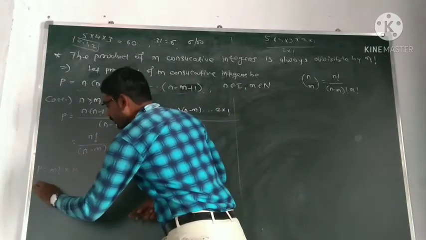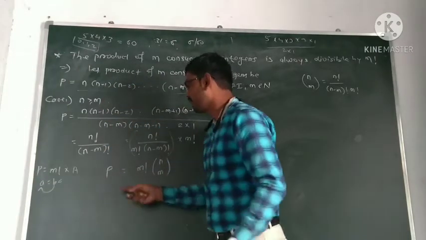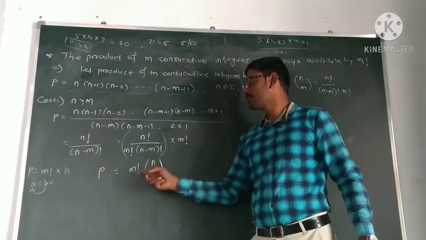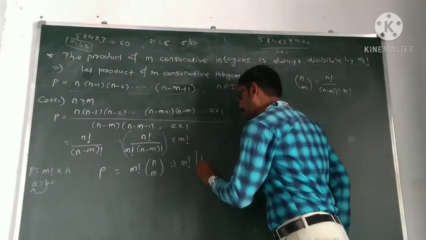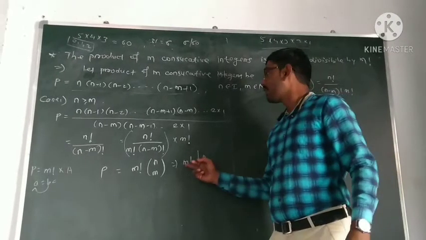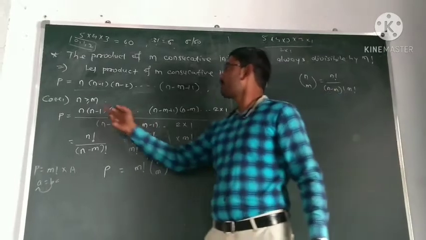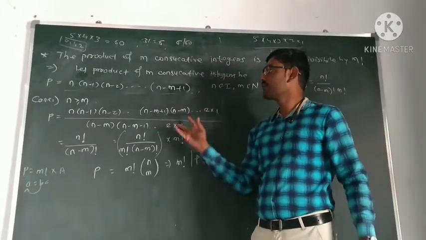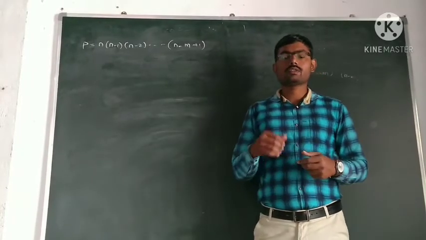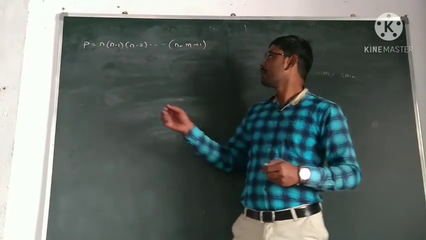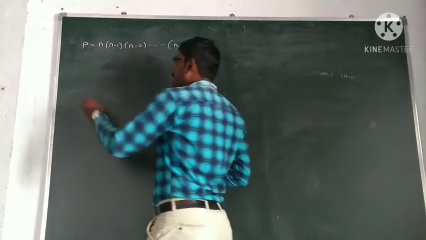We know if a is equal to b into c, then b divides a. This is the same. P is equal to m factorial into an integer, which means m factorial divides P. That is, m factorial divides the product of m consecutive integers. P is the product of m consecutive integers. So the first case has been solved. In case 1, we assumed that n is greater than or equal to m. Now we will see case 2.